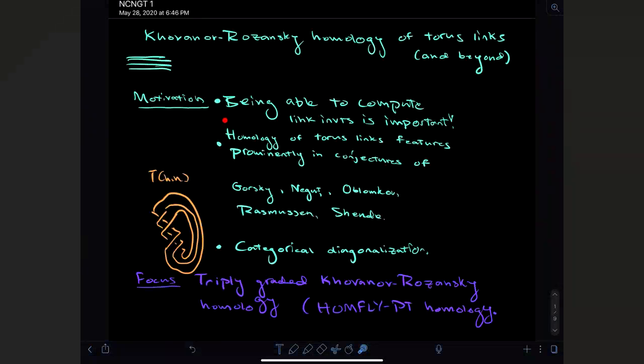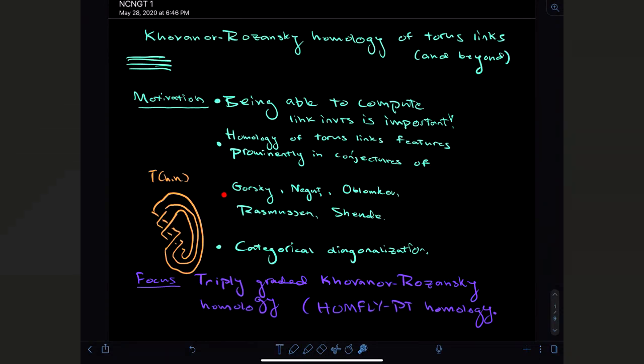One of the reasons why you might specifically care about torus links is this circle of conjectures by various subsets of these authors, relating, say, Khovanov-Rozansky homology of torus links to things like Hilbert schemes and rational Cherednik algebras and so on.